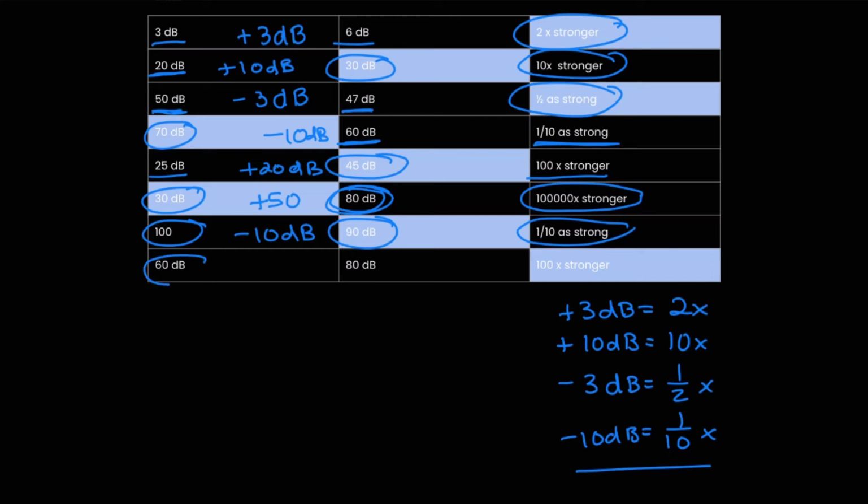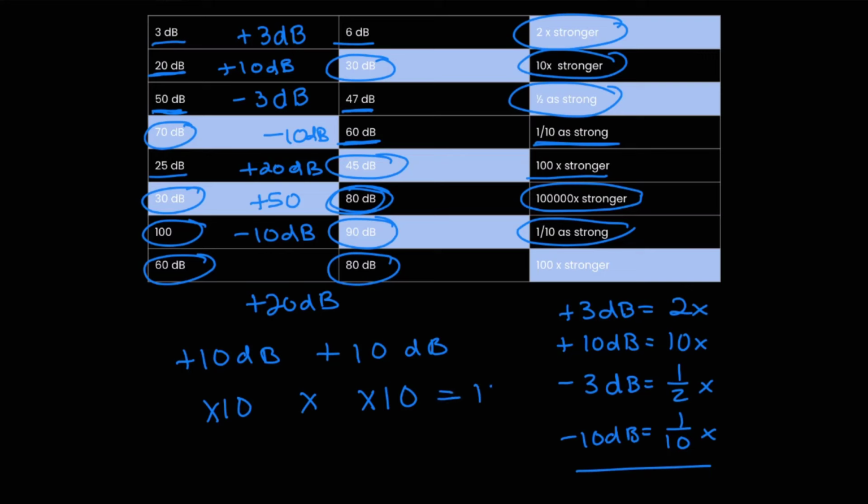The last row gives us an original value of 60 decibels that has increased to 80 decibels. So that is a plus 20 decibel change. When we are working on the decibel side of things, we are going to try to figure out what decibel numbers will add up to that 20 decibels. Using the rules that we know, one 10 decibel change plus another 10 decibel change would equal that 20 decibels. For each 10 decibel change, then we are multiplying by a factor of 10. So 10 times 10 equals 100. When we increase a wave by 20 decibels, we will see that it becomes 100 times stronger.